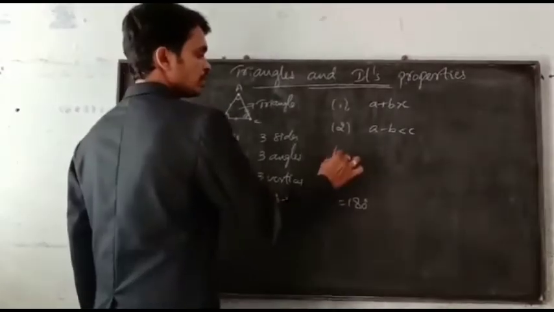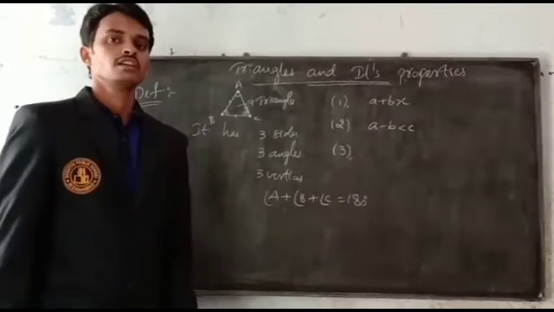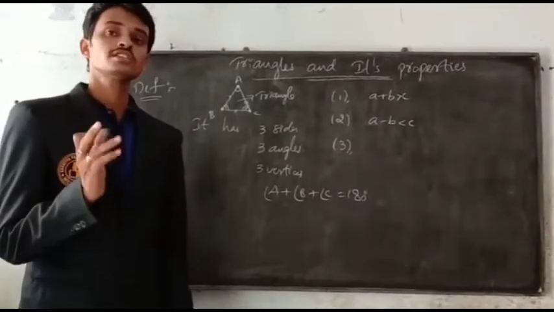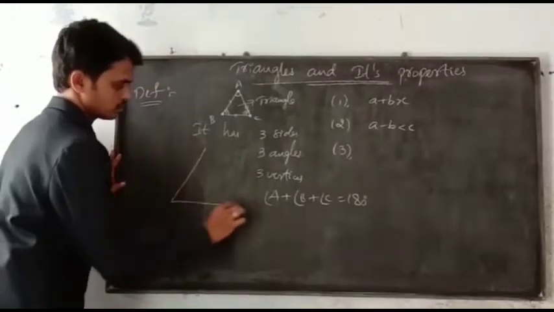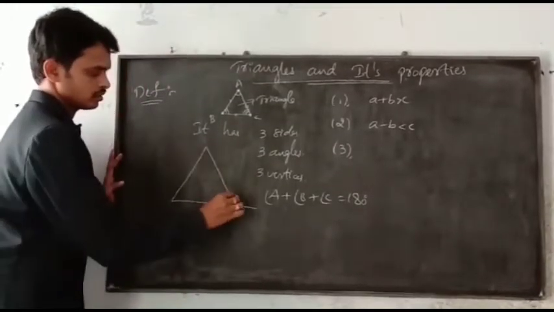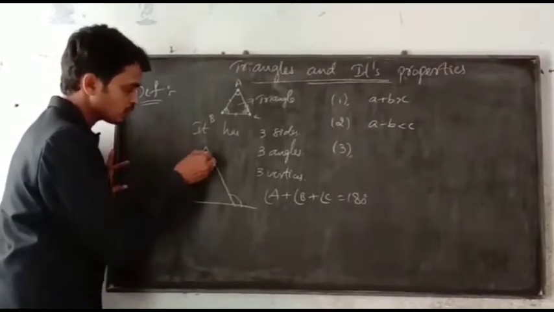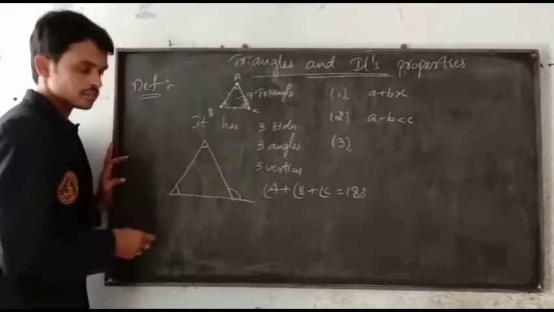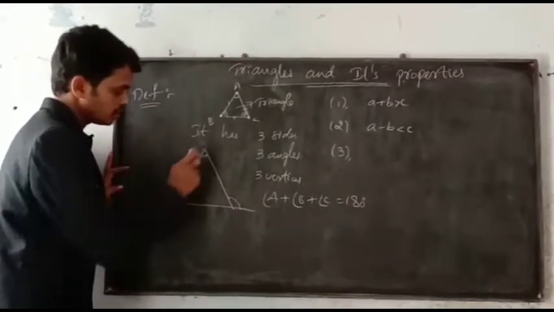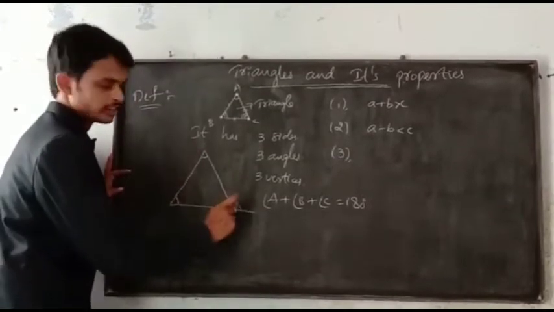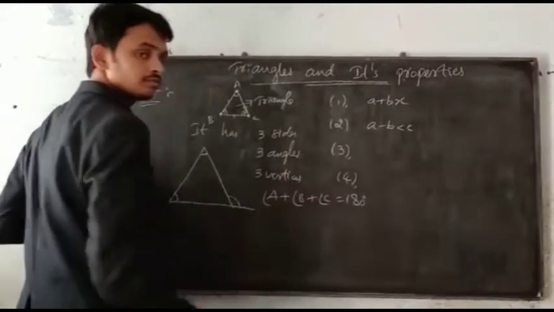And third, in a triangle, the exterior angle is equal to the sum of the two opposite interior angles. For example, this is a triangle, and this is the exterior angle. This exterior angle is equal to the sum of the two opposite interior angles, not the adjacent ones, these two. That is the third one.